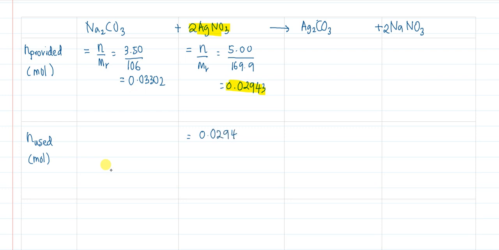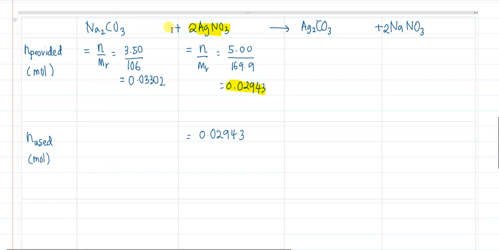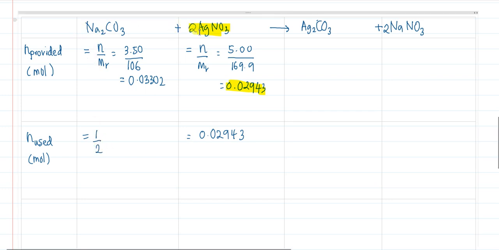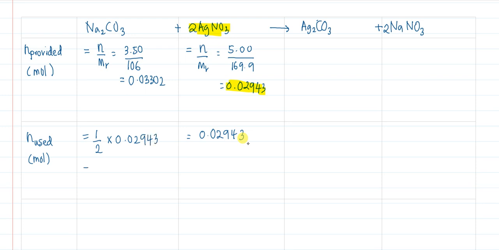So 0.02943 moles. Whereas for the number of sodium carbonate used, as you can see here, when comparing with silver nitrate, 1 sodium carbonate is used when 2 moles of silver nitrate are used. Therefore, the number of moles of sodium carbonate used is equal to 1 over 2, 1 divided by 2 here, multiplied by the number of moles of silver nitrate used, 0.02943. This equals 0.01472 moles.